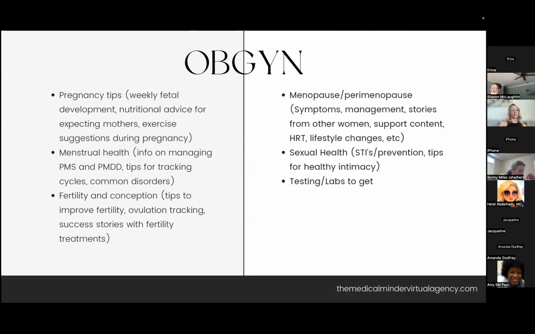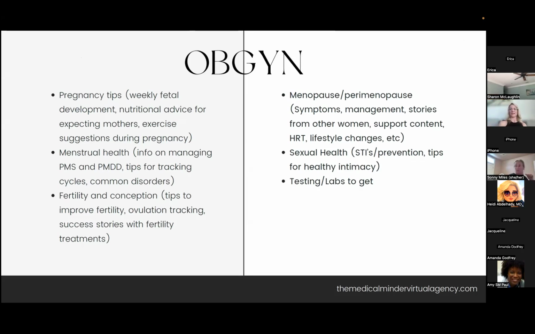Success stories with fertility treatments, especially if you specialize in fertility. That's huge. You want to show the success. You want to give them hope. Menopause, perimenopause, you want to make some of the humorous posts, because every woman goes through that and you've got to find the humor or you're going to just cry in some of those painful moments. That's what we found with a lot of the menopause community.